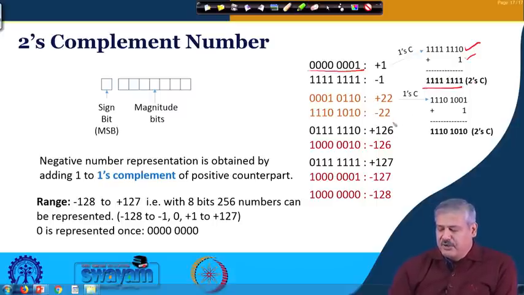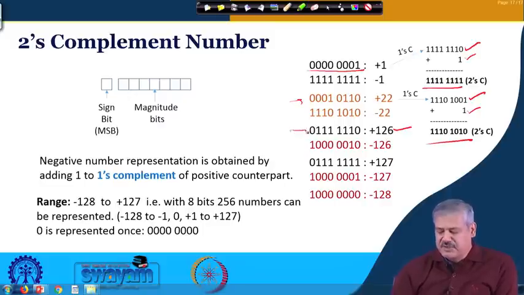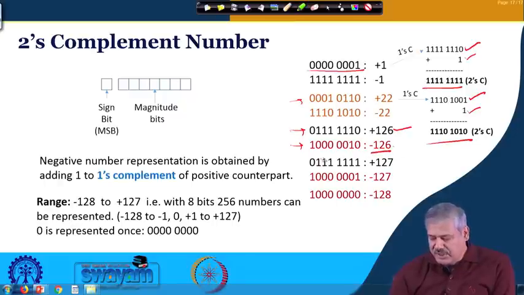Similarly, for the same example of plus 22, if we see minus 22 in 2's complement representation, the 1's complement is this one, and we add 1 to that. So, we get the 2's complement representation of minus 22. That way we can continue. If we look at plus 126, this is the representation. Minus 126 means you invert all the bits and then add 1, and this is what you get for minus 126.